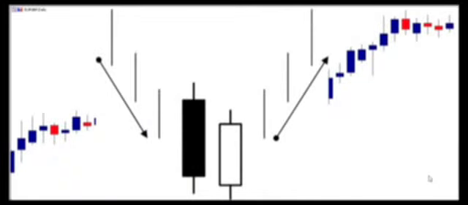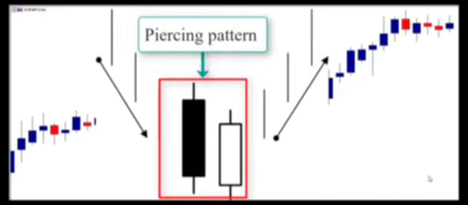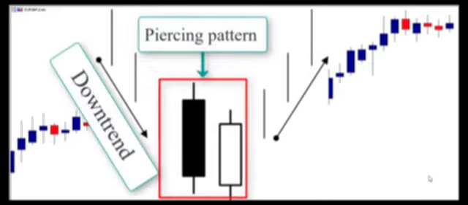Now let's move to another price action pattern, the piercing pattern. The piercing pattern is a two-candle pattern occurring in market bottoms only, so it's a bullish reversal pattern. The price action leading up to a piercing pattern must be a downtrend. Ignore the pattern in a sideways trend or an uptrend. Price must be trending downwards.